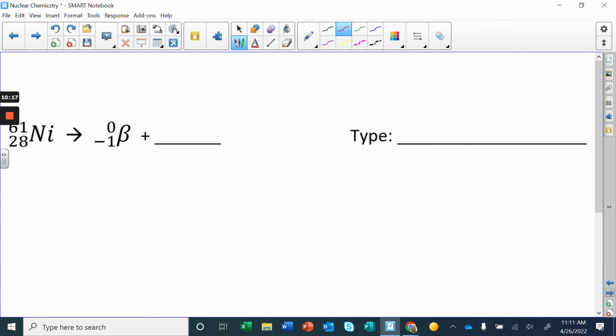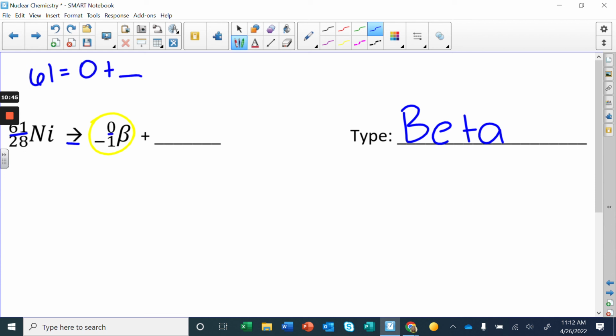Here is our last one. So again, let's start with the fact that you see this symbol right here. This is the symbol for a beta particle, so that means this is beta decay that is occurring. Now I need to figure out what we are decaying into, what element we are creating. So we will start with our equation. We have 61, the arrow is our equal sign. We have 0 plus blank. What plus 0 gives us 61? Well, it should be 61.